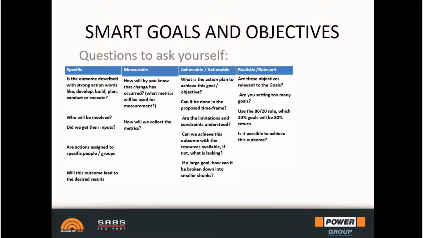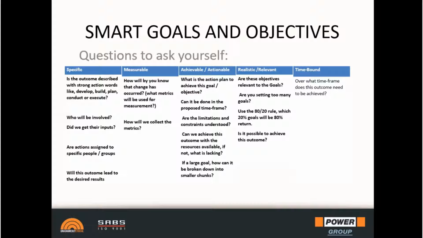Moving to the R in SMART, which stands for relevant or realistic. Objectives must be relevant for the goal, for the goal to be achieved. So it is important to ensure relevancy. Setting too many goals at the same time can be overwhelming. Therefore, use the 80-20 rule. Choose 20% of the goals that will deliver 80% return.